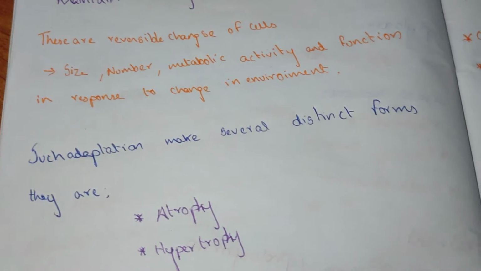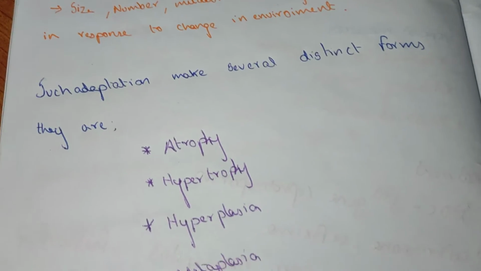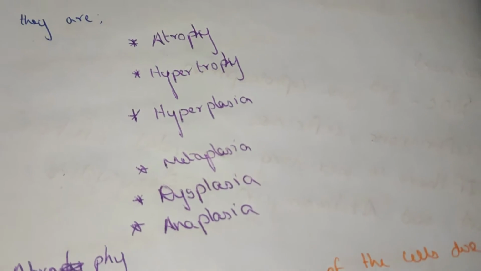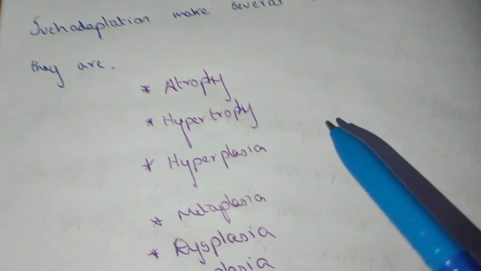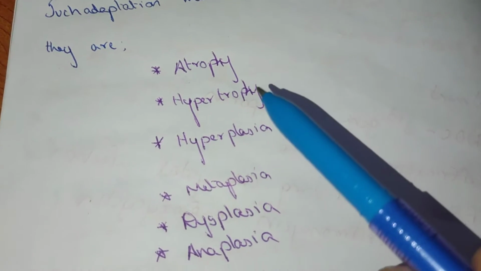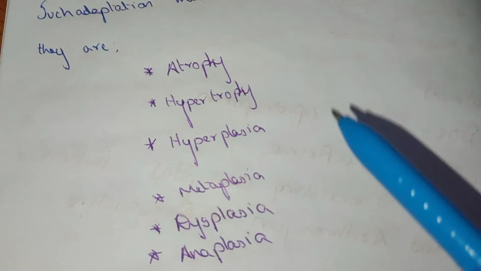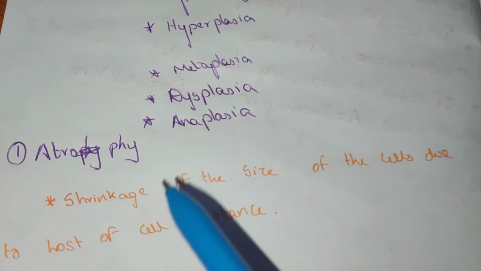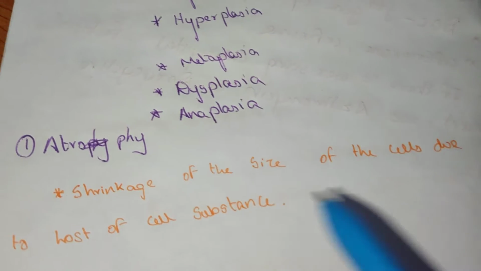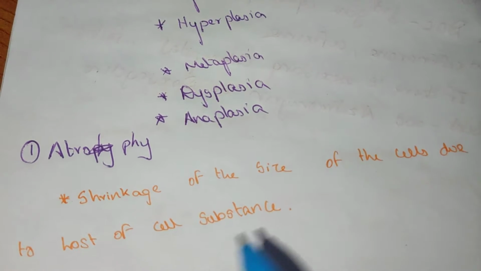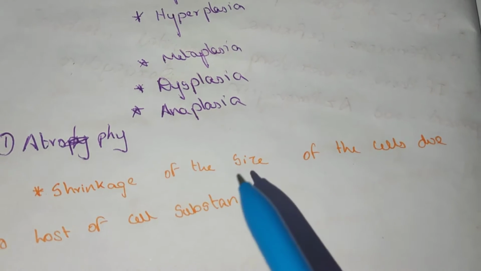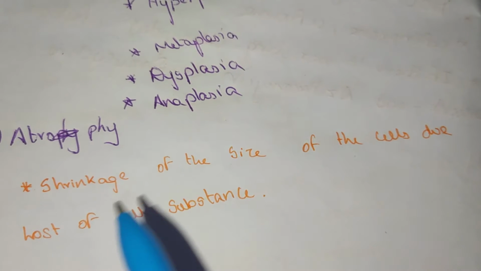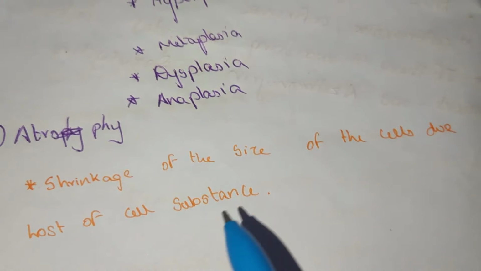They are atrophy, hypertrophy, hyperplasia, metaplasia, dysplasia, anaplasia. Here we will see briefly about all these types of cellular adaptation. First, atrophy: shrinkage of the size of the cell due to loss of cell substance. The cell size shrinks due to the loss of cell substance.